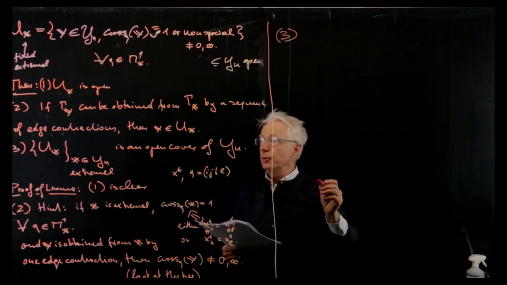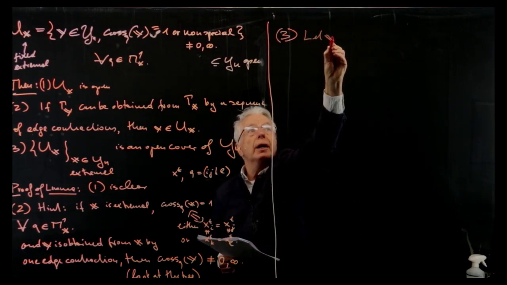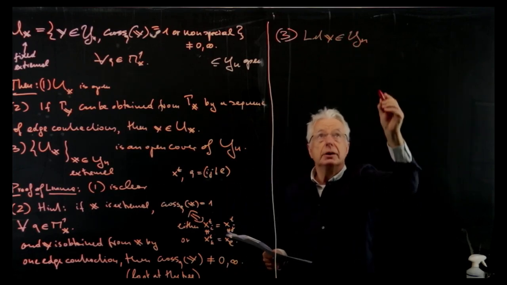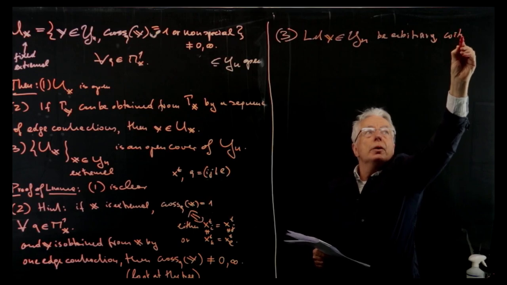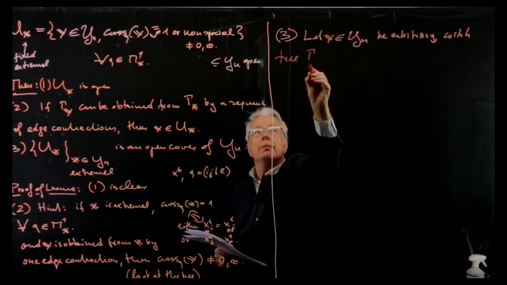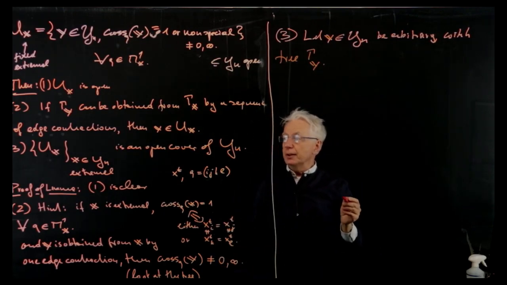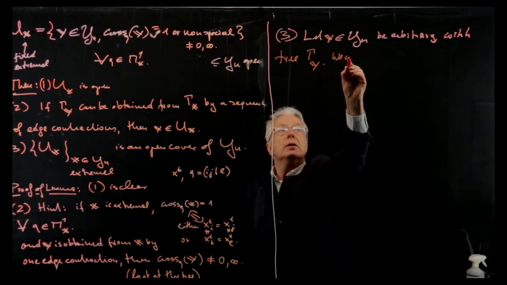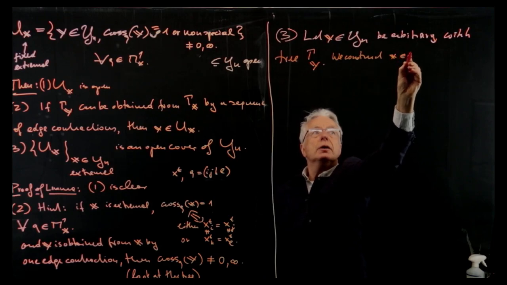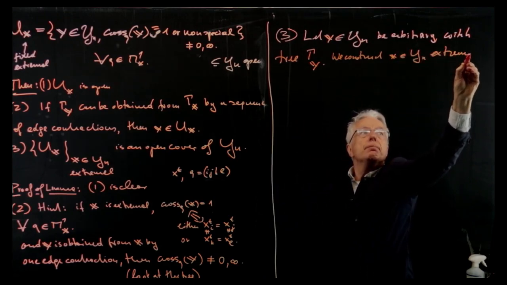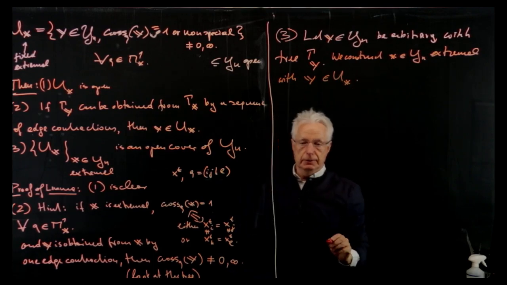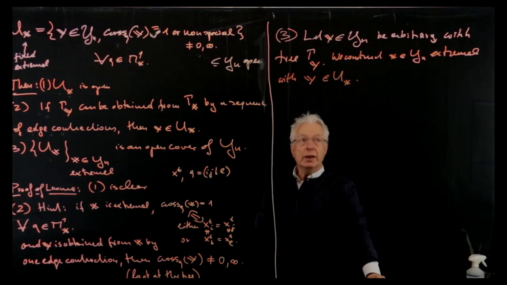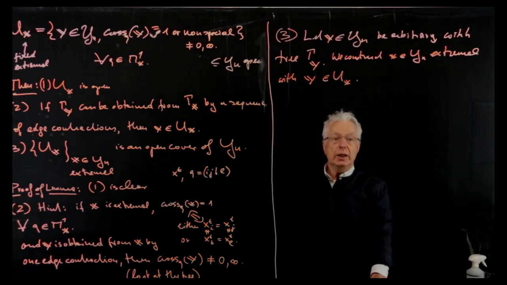So what we do is we start with y in Γ_n arbitrary. We will construct an extremal string. We construct x in Γ_n extremal with this y in U_x, and then we are done. Do you agree? So how do we construct this? We construct this extremal string by constructing its extremal tree.